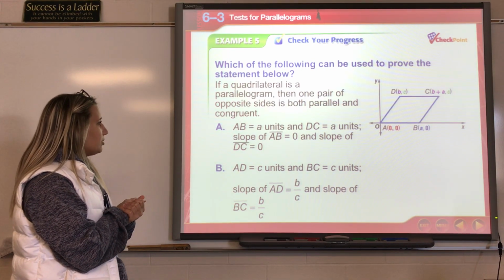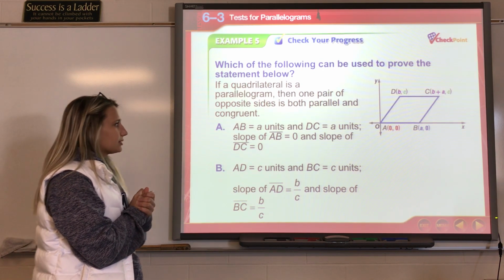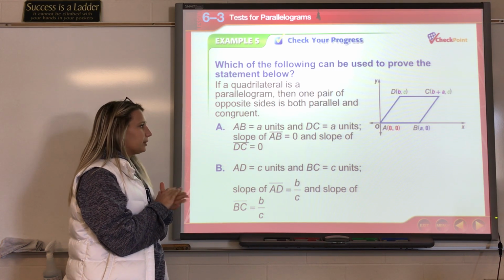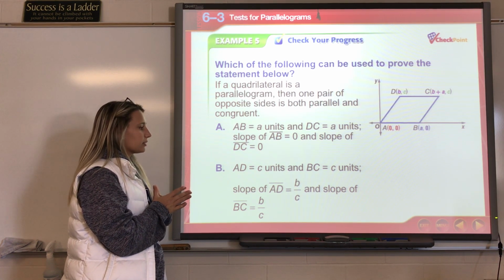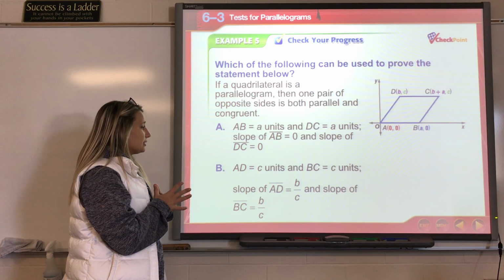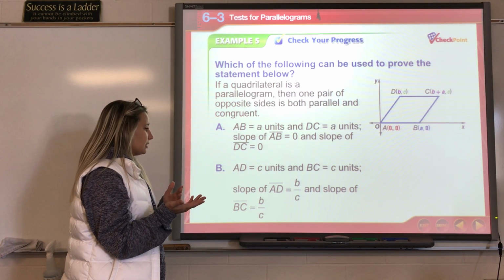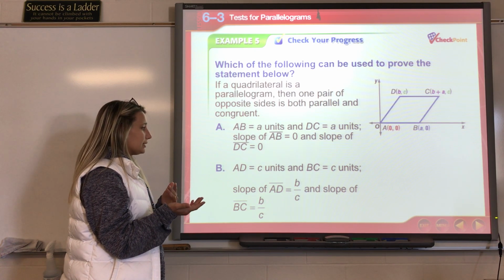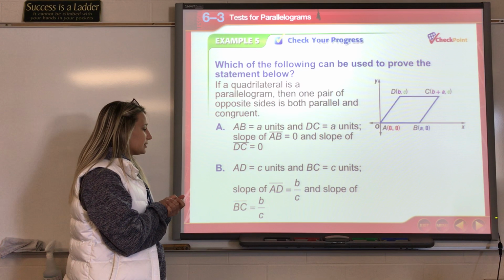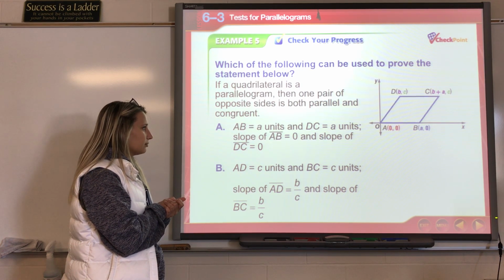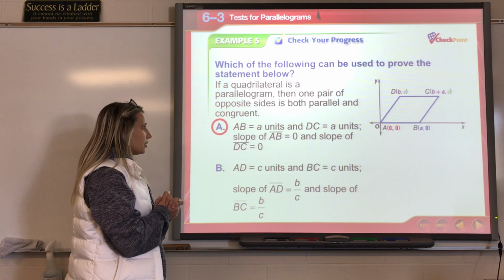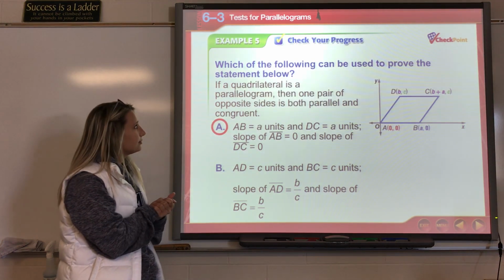Okay, so this says AB is A units and DC is A units. The slope of AB is 0 and the slope of DC is 0. That seems true. And then it says AD is C units and BC is C units. The slope of AD is B over C, and the slope of BC is B over C. So what are you guys thinking? We're going to go with option A.